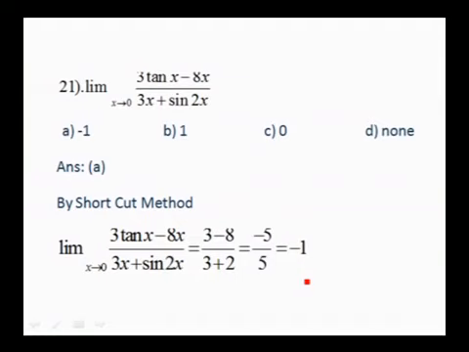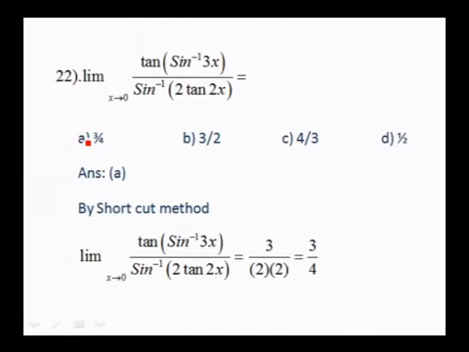This is just the shortcut method. 3 - 8 over 3 + 2. 3 - 8 over 3 + 2 is -5/5, which is equal to -1. So the value of this limit is -1. Option is A, -1.